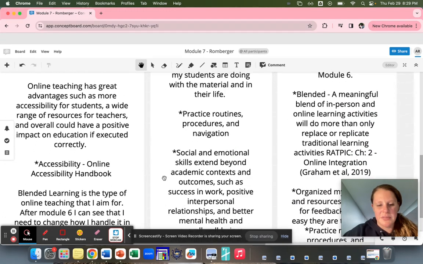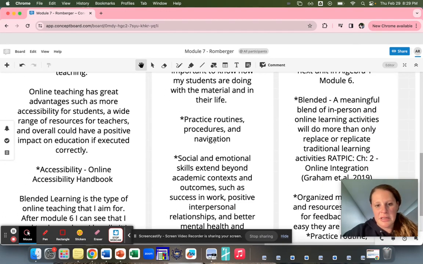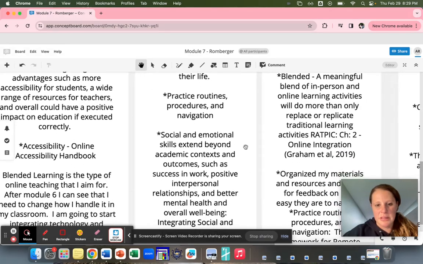And one of the things that's mentioned in the readings were practice routines, procedures, and navigations. And I really try to make sure that my kids know exactly what to expect, whether it's face to face, whether we're on Zoom, or whether it's that asynchronous day, and really getting into that habit. I think it's really important for students to know what to expect.